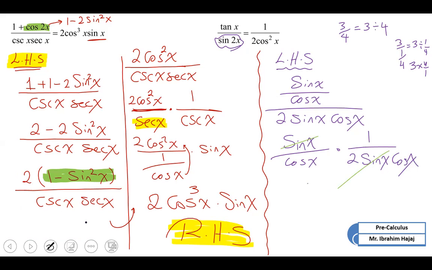the final step here is to multiply the denominators: cosine times 2 cosine x, which is 2 cosine squared x, over the numerator 1. So this is 1 over 2 cosine squared x, which is equal to the right-hand side. Thanks a lot, this is for this question. So the right and the left are equal, so the equation is verified.